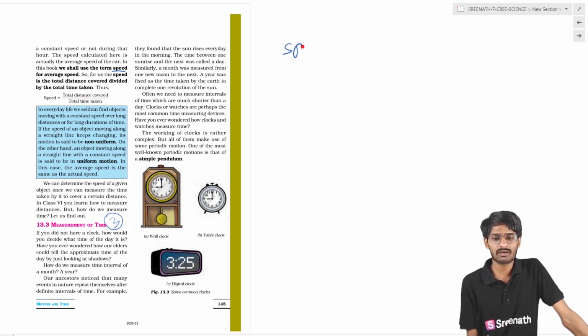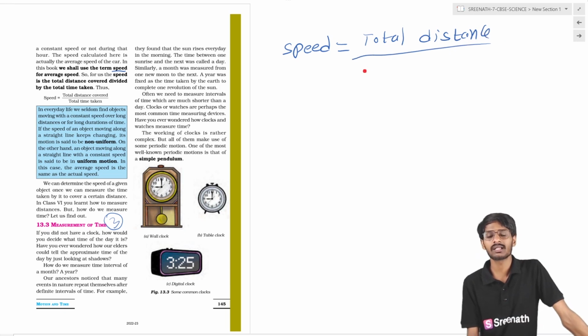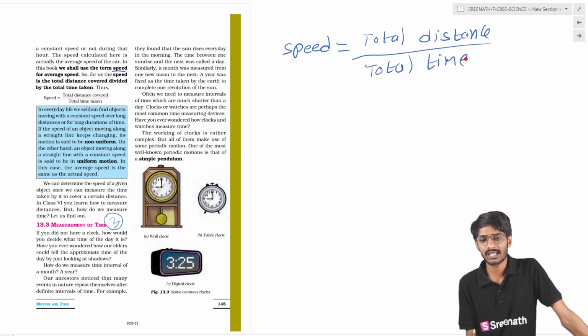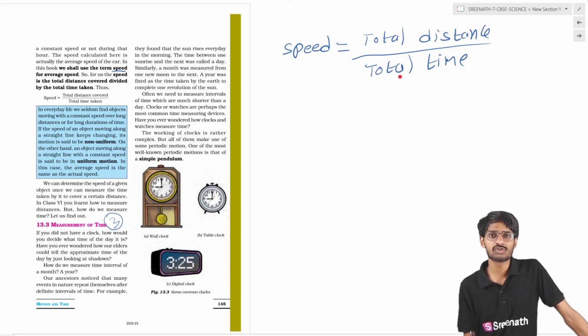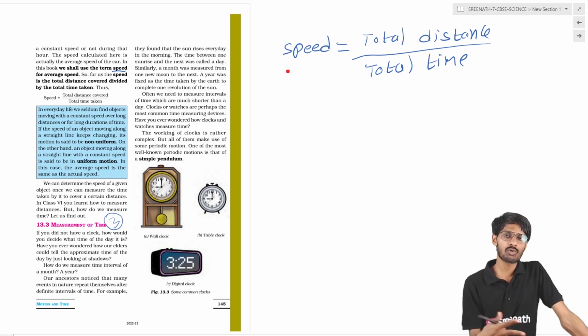So what is the formula for finding the speed? Basically it is the total distance covered divided by the total time, how much time you have taken. Whenever we divide both these values, you will get the speed of your journey, or how much speed you are going.